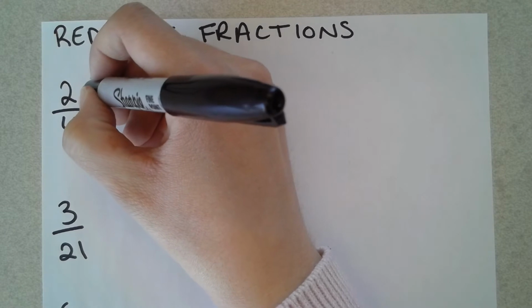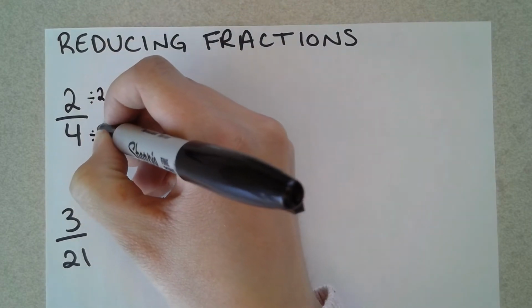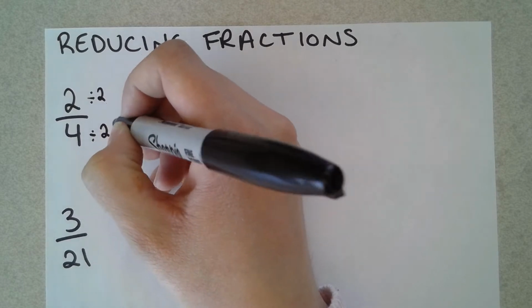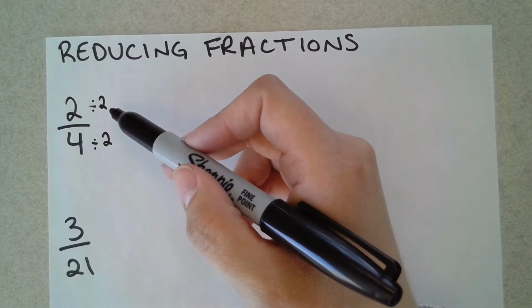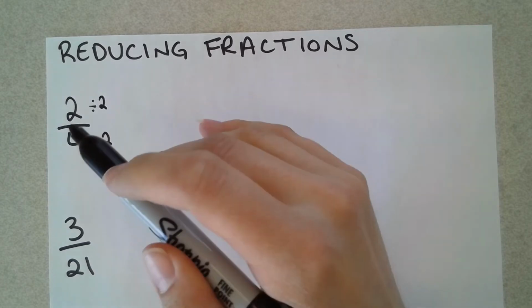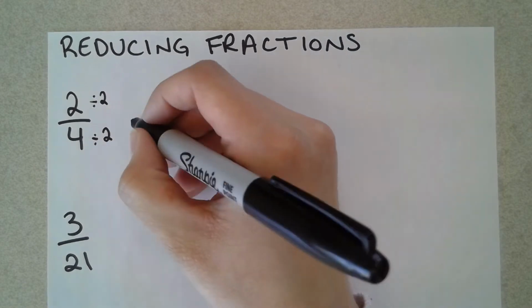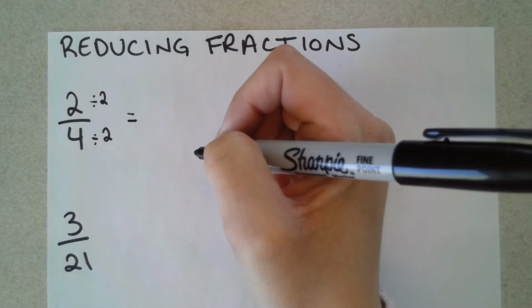So I'm going to do divided by 2 on the top and the bottom. Remember, it has to be the same number. You can't do divided by 2 on the top and divided by 4 on the bottom, let's say. That's not going to work. So it has to be the same number. Okay. So now let's figure this out.